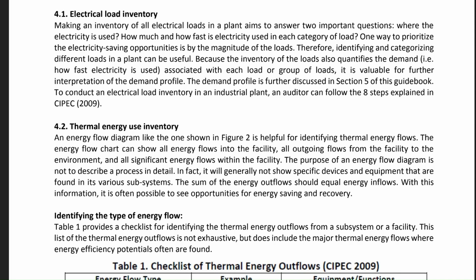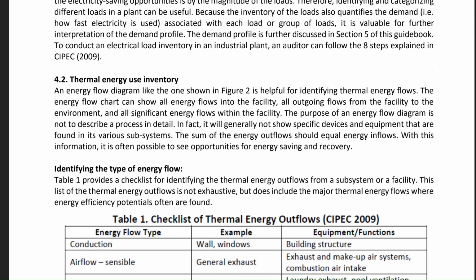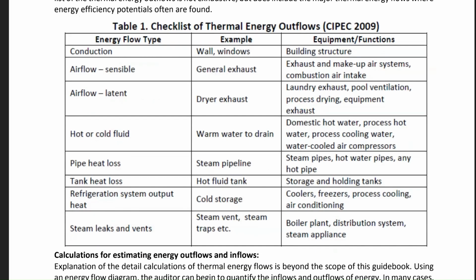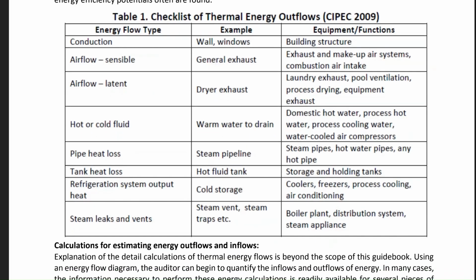Next is the thermal energy use inventory. So when we talk of the thermal energy use inventory, we broadly consider the heat flow. The heat flow uses three methods: conduction, convection, and radiation, which you have studied in the lower classes as well.